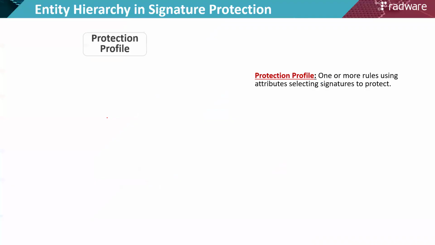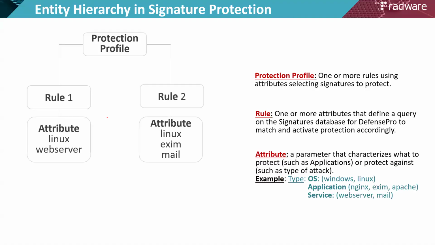So, basic concepts. Again, this is a protection profile and it needs to be attached to a policy. With signature-based protection, we have a protection profile in which we can create multiple signature rules, and we associate attributes with them. So let's suppose you downloaded a signature file, the latest signatures.